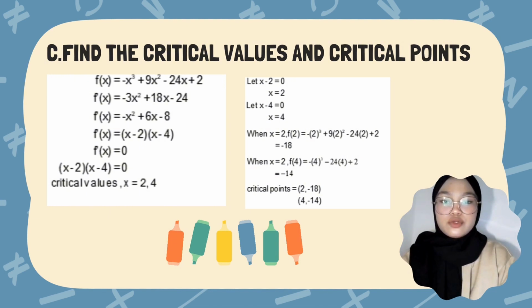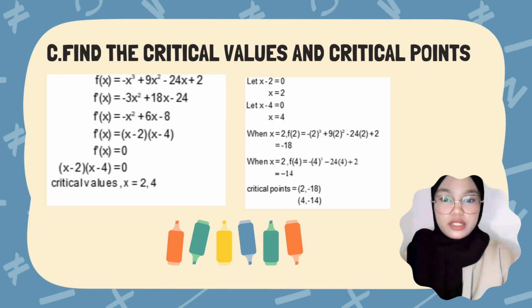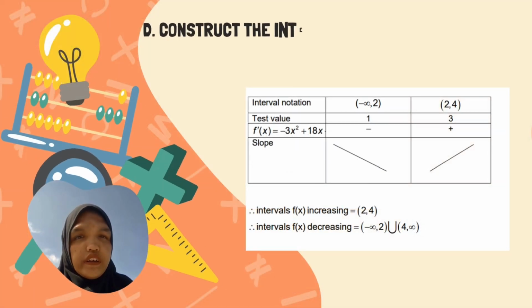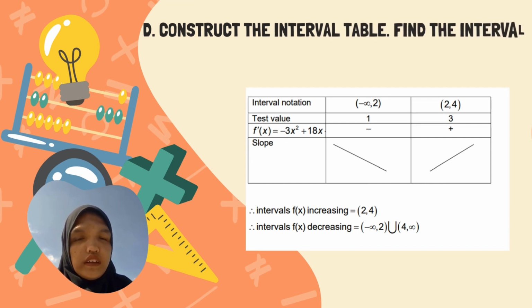So we get f(2) equal to negative 2 cubed plus 9 multiplied with 2 to the power of 2 minus 24 multiplied with 2 plus 2. So we get the answer is negative 18. And when x equal to 4, we substitute in the same equation and we get f(4) equal to negative 4 cubed plus 9 multiplied with 4 to the power of 2 minus 24 multiplied with 4 plus 2, and we got the answer is negative 14. So by that, we got the critical points, which is (2, negative 18) and (4, negative 14).